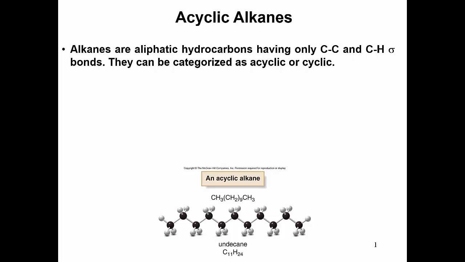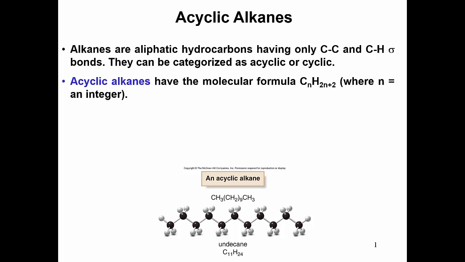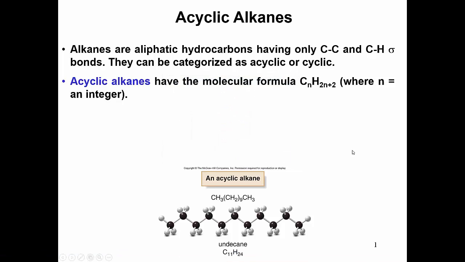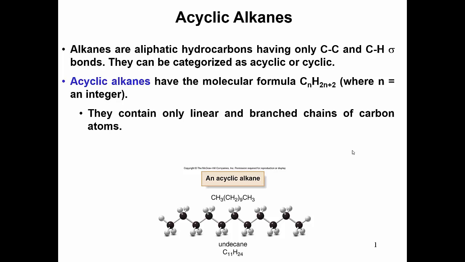An example of an acyclic alkane shown at the bottom of this slide is undecane, and notice the molecular formula of undecane is C11H24, and that means that the molecular formula you see there for the alkane, CnH2n plus 2, fits undecane. 11 times 2 plus 2 is 24, so that shows that this is an alkane. If this were an alkene, if it had a double bond in it, that formula would be different. So the CnH2n plus 2 formula allows you to know from the molecular formula standpoint whether you have an alkane or a different kind of molecule.